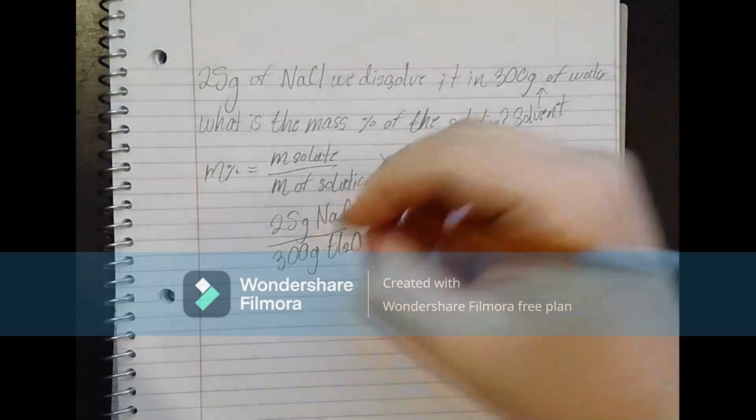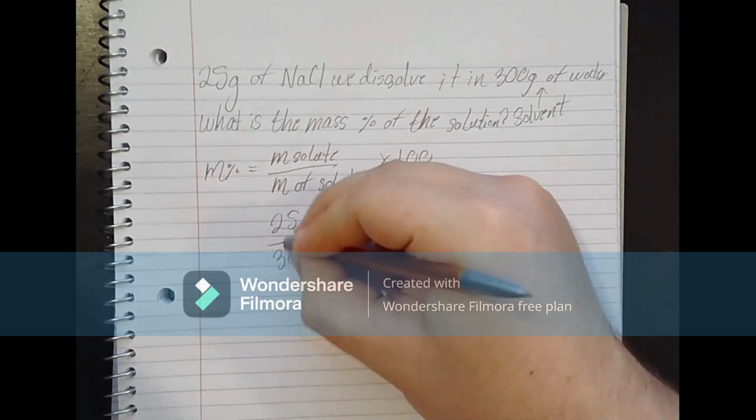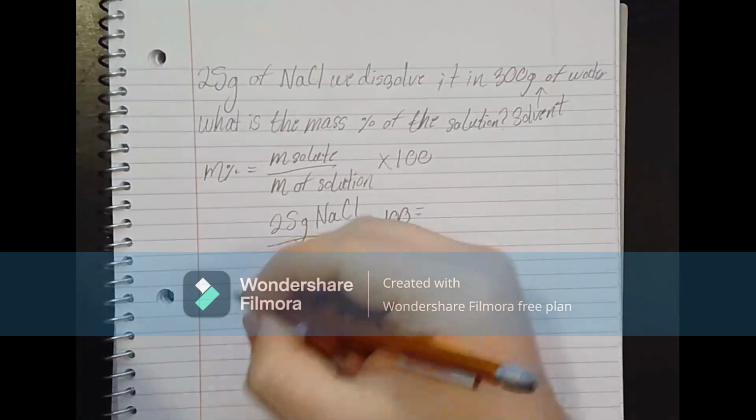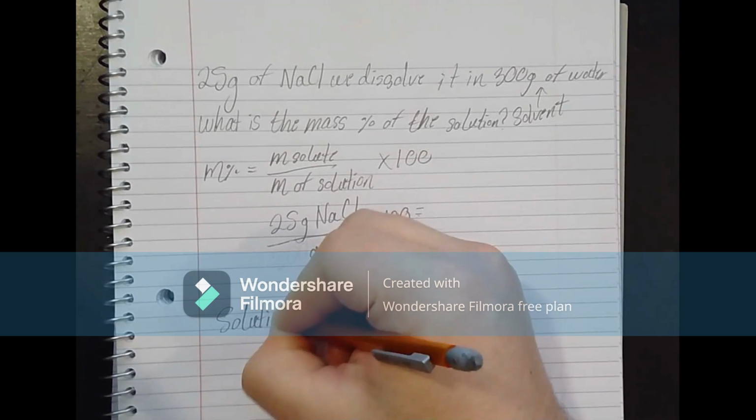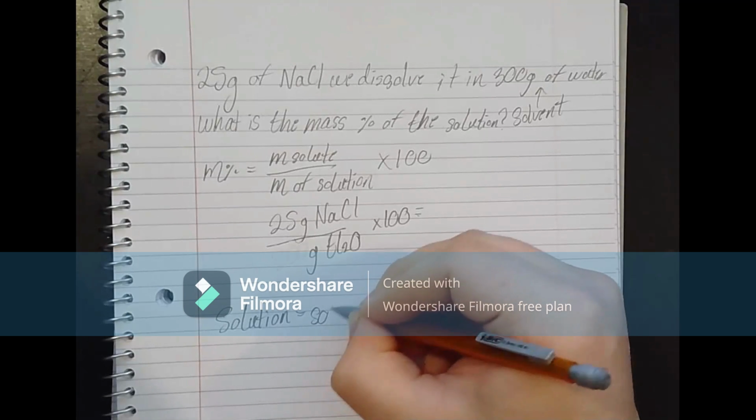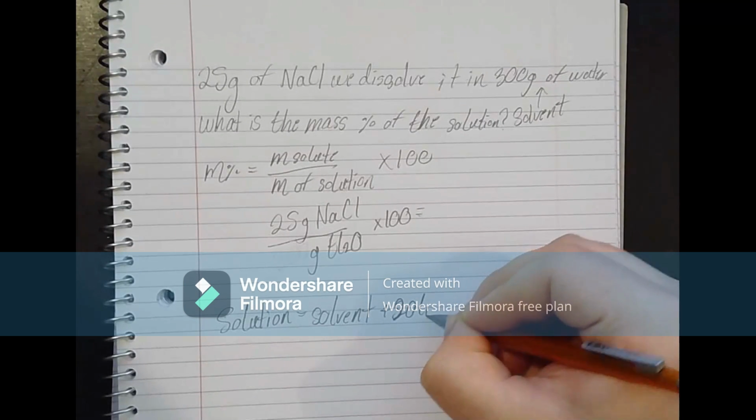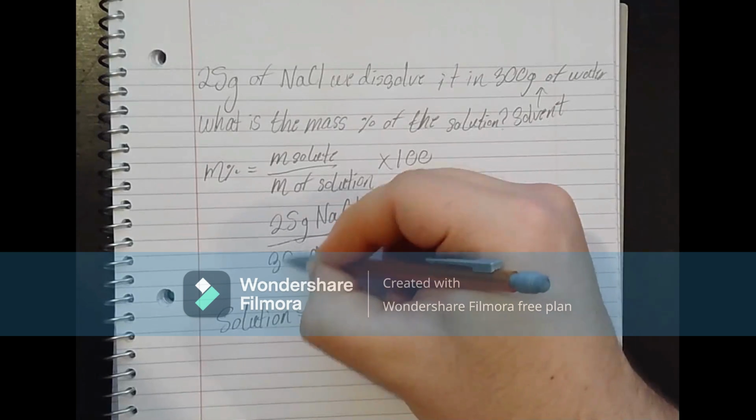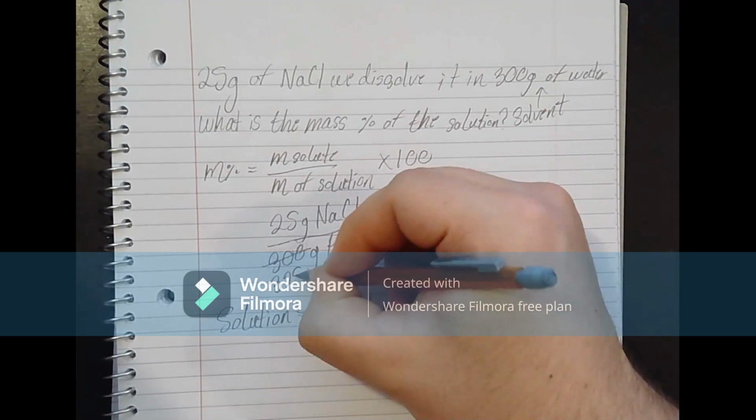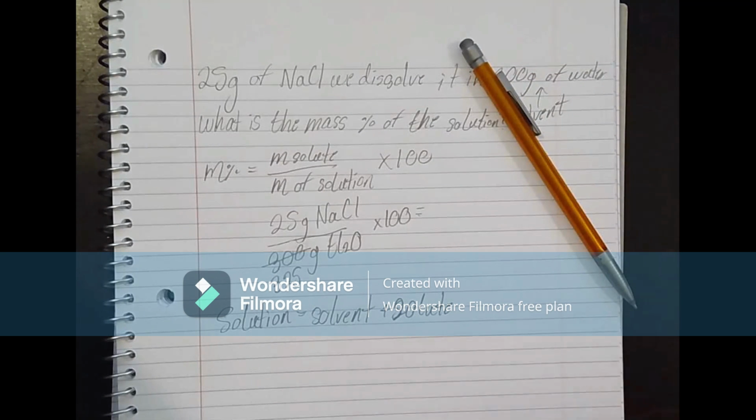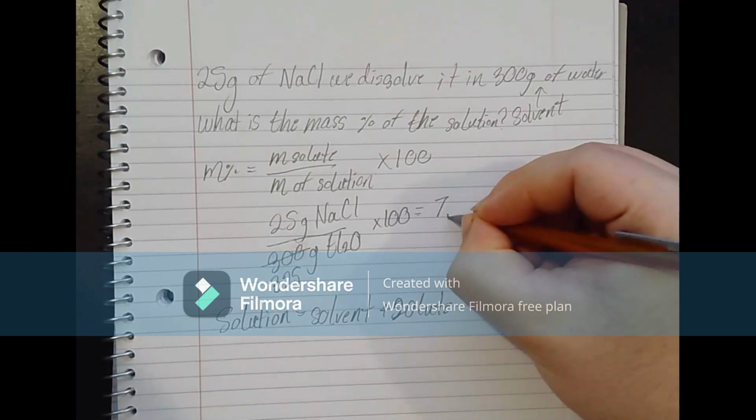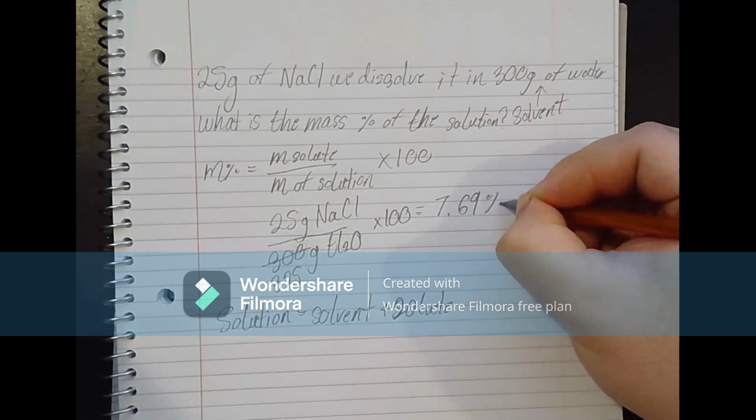See, I made my own mistake at first. I did the solvent rather than the solution. See, the solution is in fact the solvent plus the solute, meaning that instead of 300, it would be 325. This will end up giving us a mass percent of about 7.69%.